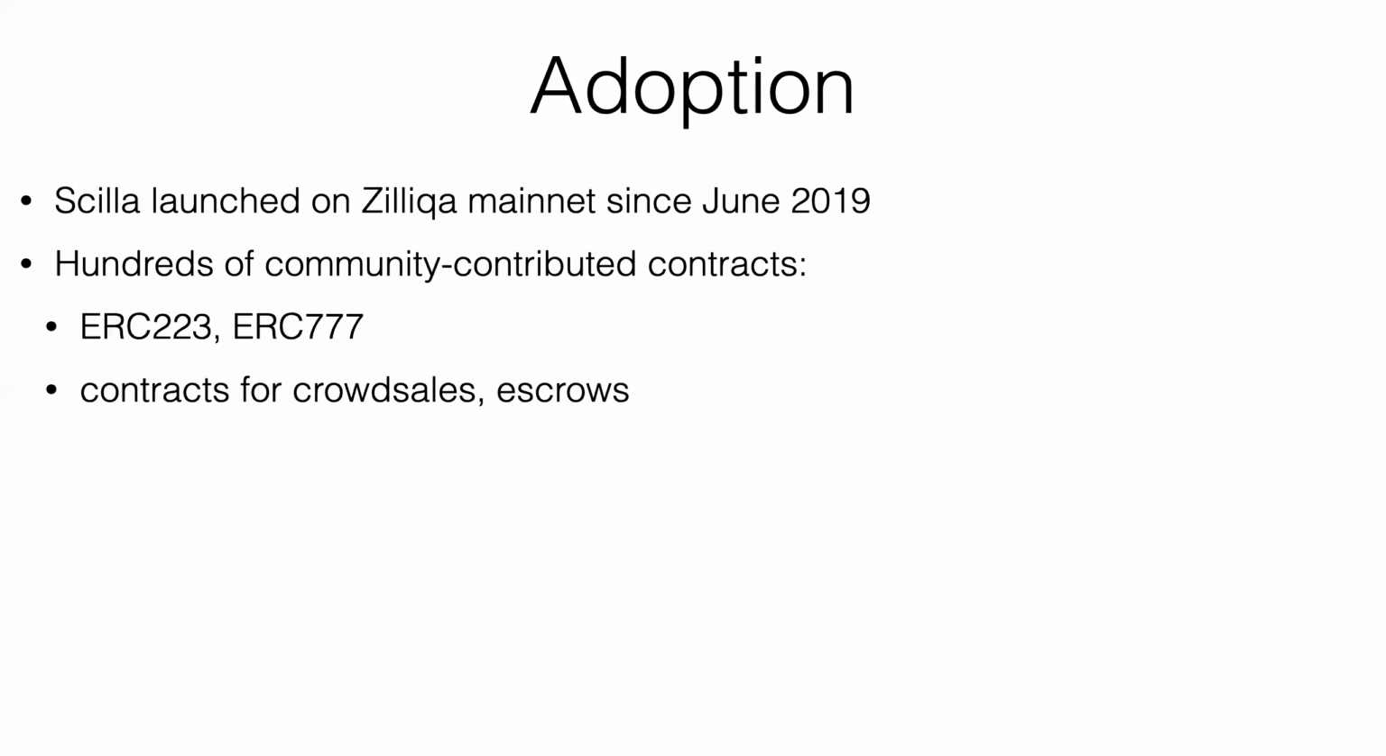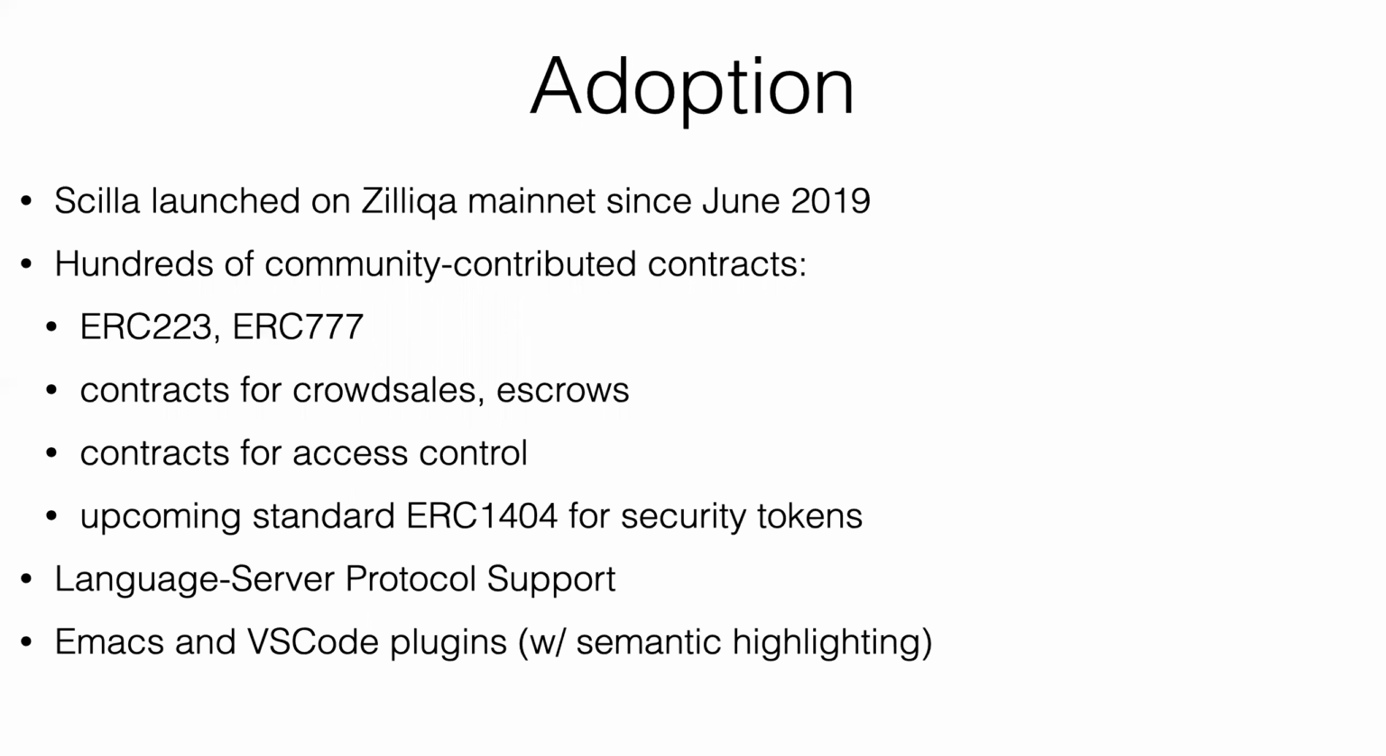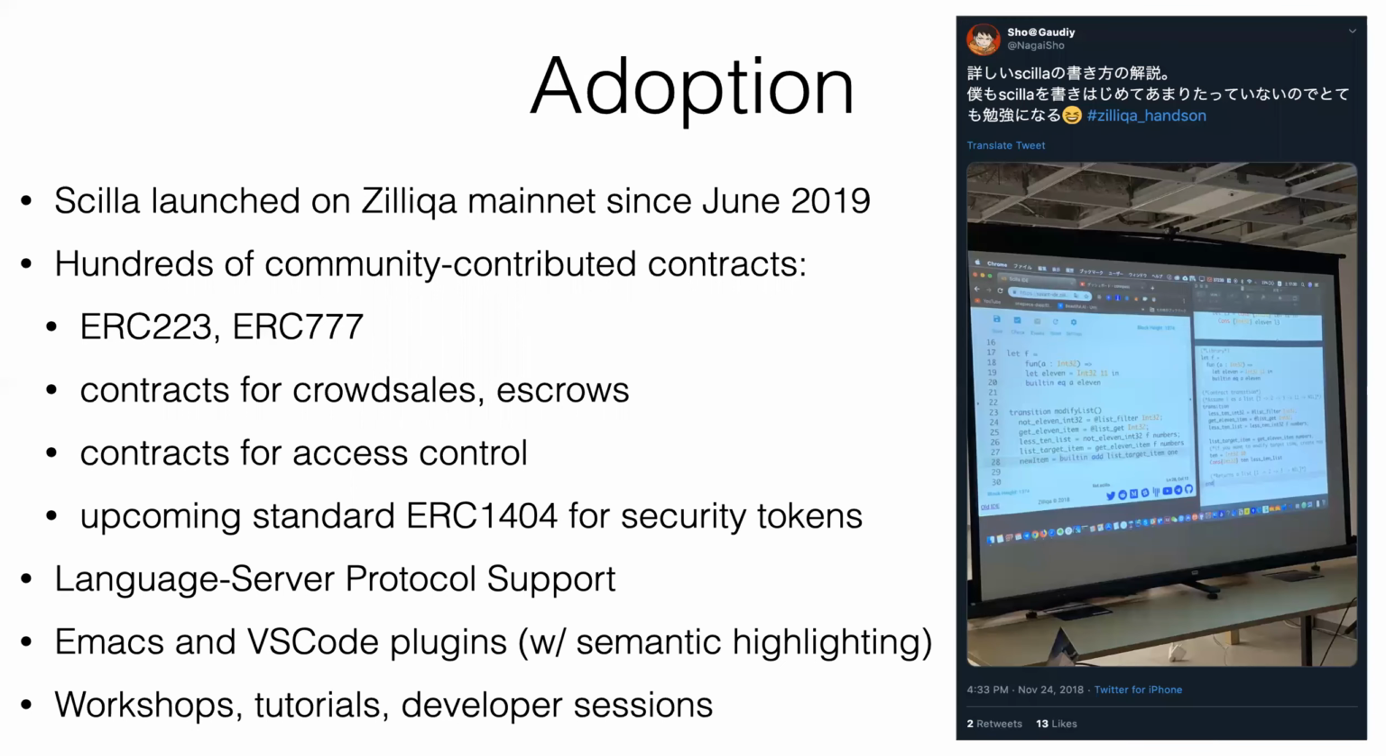So back then, there were mostly crowd sales, escrows, contracts for selling domains, access controls, a security token, and there was actually quite a lot of infrastructure that was built not by us, but by the community. So there was the language server protocol, Emacs and VS Code plugins, and quite a hardcore, and there were even third-party workshops. So okay, this is actually from late 2018.